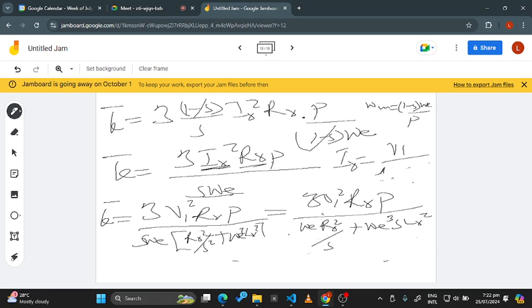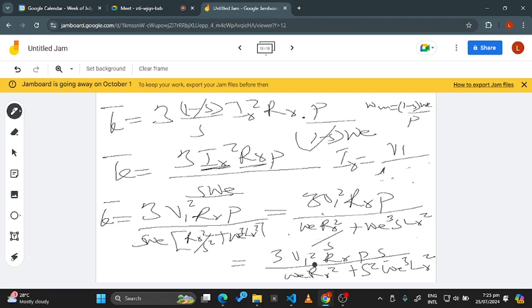Then this can be further written as, if I multiply everything by s, I'm going to get what? 3 V1 squared, right? So if I multiply the numerator and denominator by s, 3 V1 squared RR times P times s, all divided by what? Omega e RR squared plus s squared omega e cubed LR squared. Is that okay?